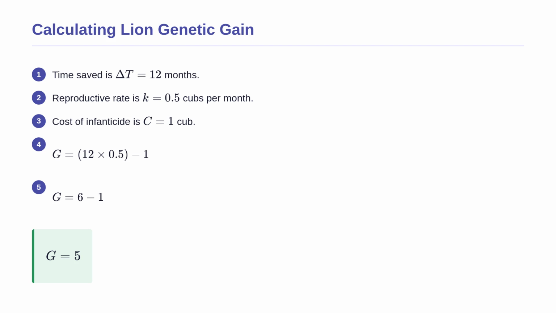We multiply the 12 months saved by 0.5, giving a gross benefit of 6 potential new cubs. We then subtract the cost of 1 cub to balance the biological checkbook. The final answer is a net genetic gain of exactly 5. Physically, this means the male gains 5 more of his own surviving offspring than he would have if he had just waited patiently.